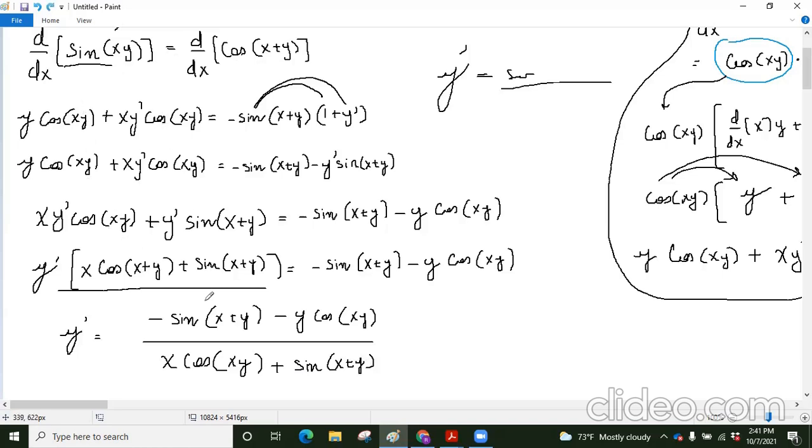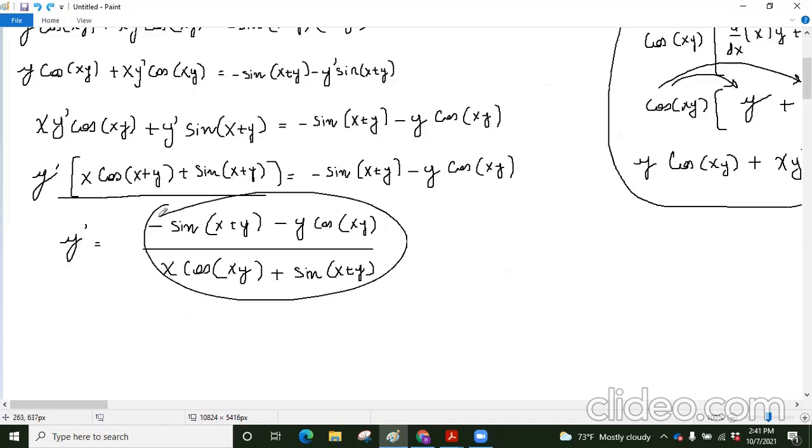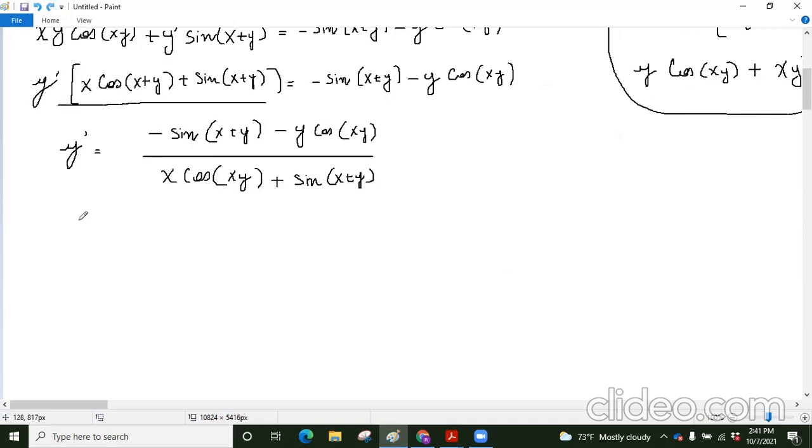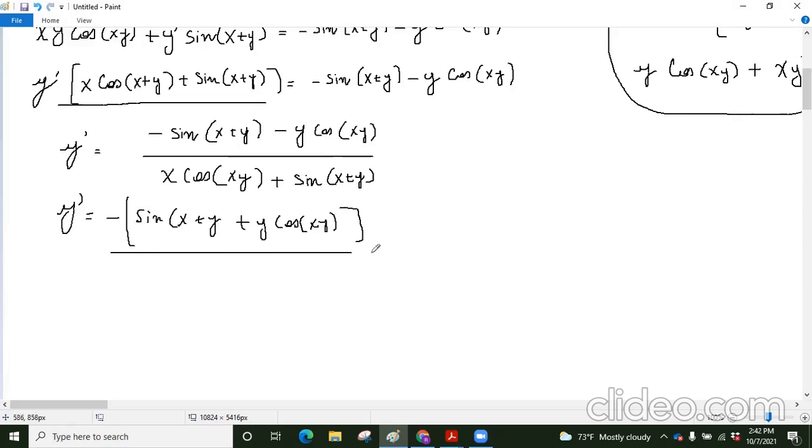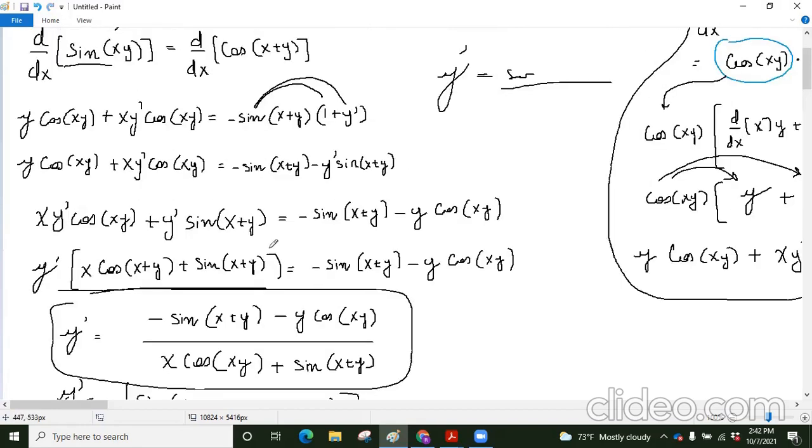So sorry about my dog, but what you could do then is perhaps factor out a negative, right? You could then say y prime is equal to negative sine of x plus y, you're factoring out a negative, so plus y cosine of xy. A lot you could do here, right? And then you have the denominator the same. But as a general answer, this would be your answer if you weren't trying to simplify this all the way.